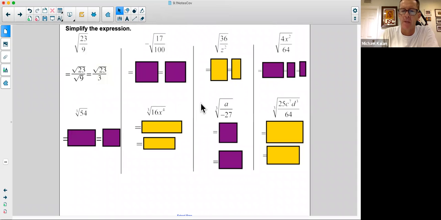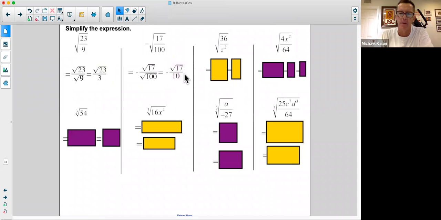All right, try this next one here. So you're going to split that, right? And then square root of 100 is 10. Can you do anything with square root of 17? No, and we just put the negative sign. Okay, try the next one. Hopefully you split it and you realize you can take the square root of both. Excuse me, and you get 6 over z.